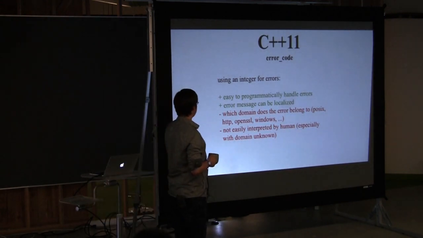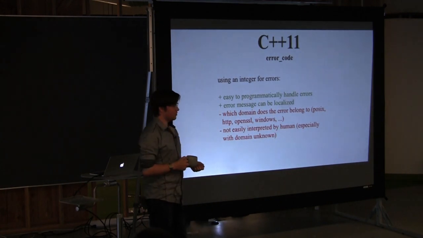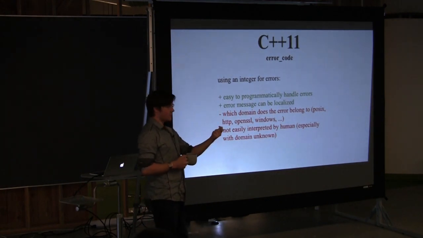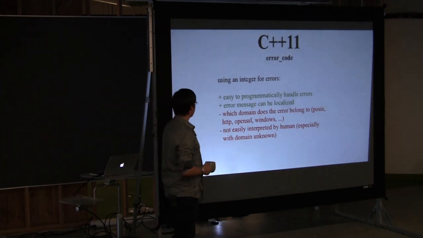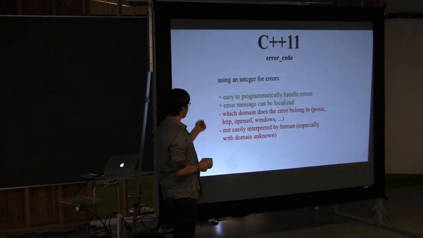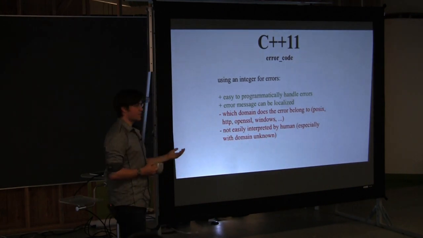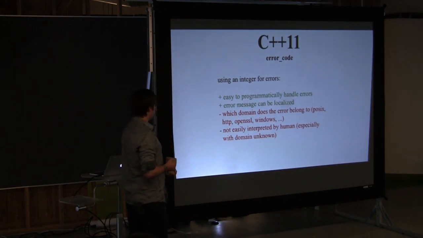The benefit of integers is that it's very easy to programmatically handle those errors. You can always say, is this error equal to this constant? And if it is, then I can do something special. If it's some other error, then do something else. It's easy to localize error messages, and in fact, strerror will probably do that for you.